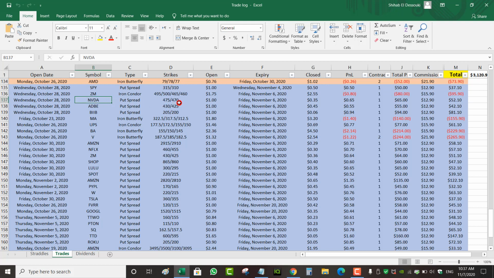I had an NVIDIA put spread. Most of these, as you can see, were opened on the day where the market dropped hard on Wednesday, and some of them on Friday as well, last week when the market was dropping hard. NVIDIA at 475, collected $1, closed it for 35 cents. I closed it too early apparently. Adobe, collected $1, closed it for 45 cents. BIIB, that was a good trade actually, 205, 200, collected $1, ended up closing for 6 cents.